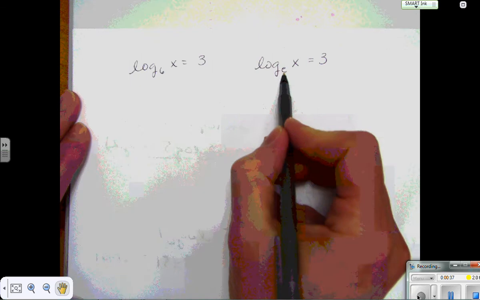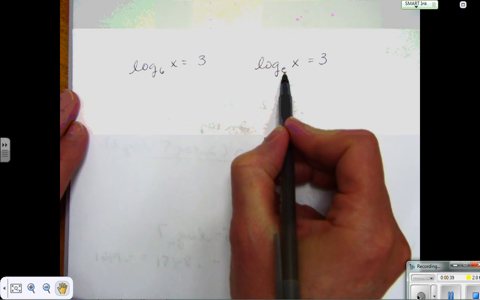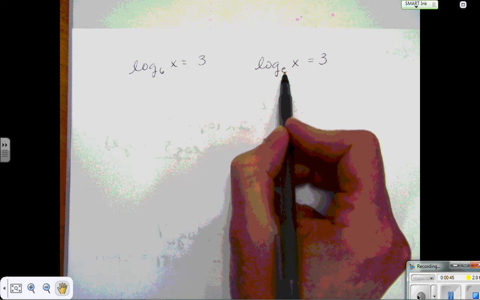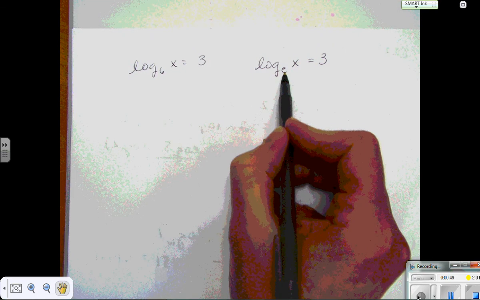And e is an irrational number. It represents a number, kind of like pi represents a number. But it continues on and on. It doesn't stop. And so instead of having to write out the number every time, they just call it e.